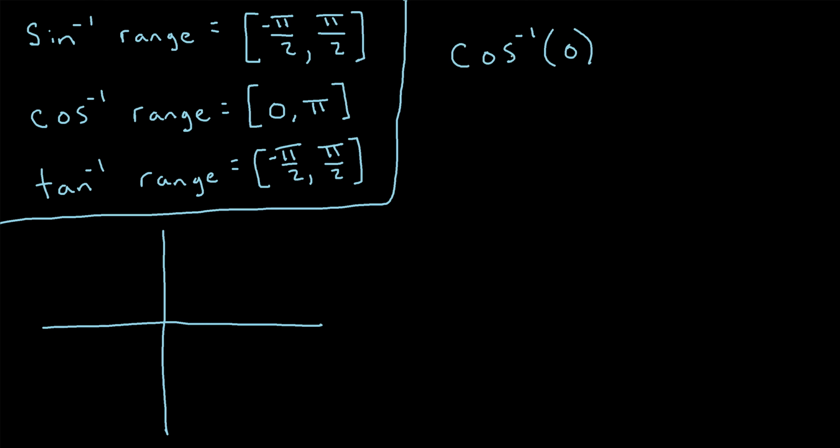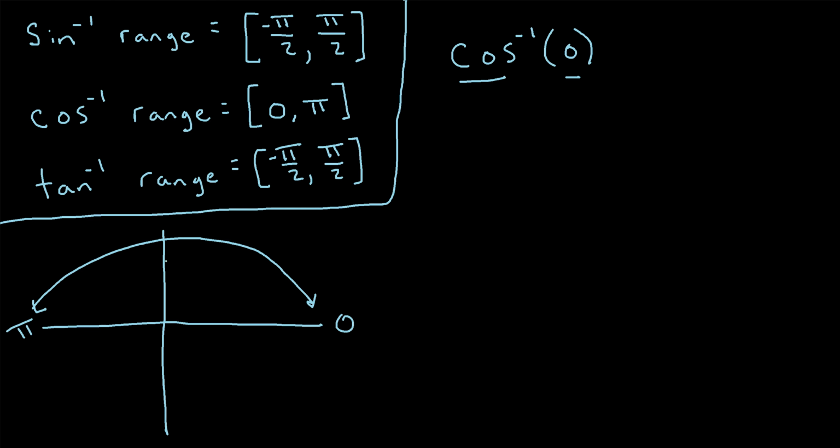All right, let's try another one. Let's say we want to find the inverse cosine of 0. So remember, we're asking ourselves, what angle on the unit circle has a cosine value of 0? And we're only allowed to look at the range of 0 to pi. So we're only allowed to consider this restricted range when we're thinking of what angle has a cosine of 0.